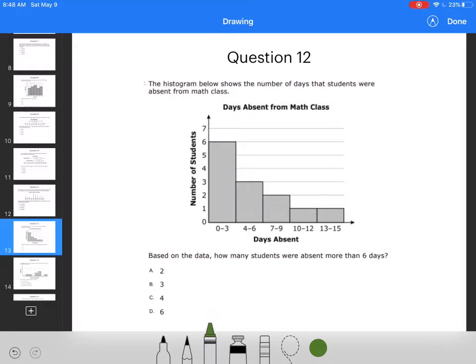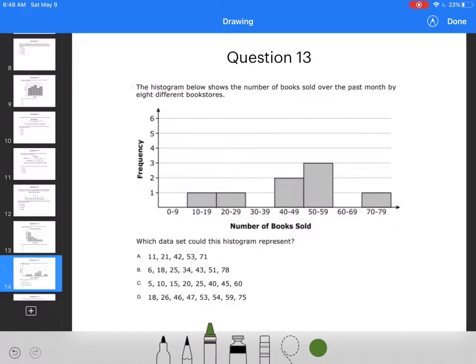So then it says, based on the data, how many students were absent more than 6 days? So I can't include the 4 to 6 bar. So that would be 2, 1, 1. So that'd be 4 students. Which data set could this histogram represent?